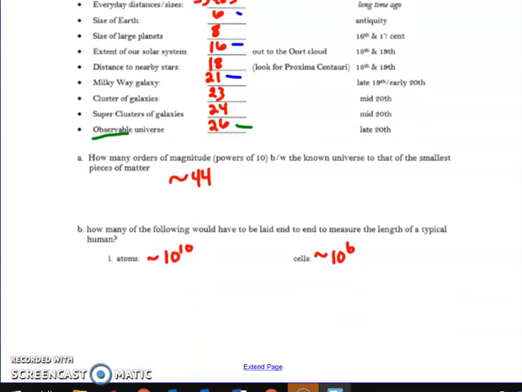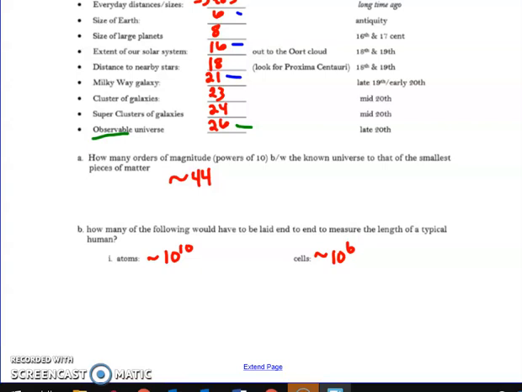All right, now in terms of laying things end to end, you should have gotten around 10 to the 10th, maybe 10 to the 9th, 10 to the 11th, depending on what you had up there. Make sure you show your work for how you got that, because that's what I'm going to look for, not just the answer. And the number of cells laid end to end to make up one human is 10 to the 6th, 1,000,000. Now, that doesn't mean our body is made up of 1,000,000 cells. We know it's much more than that, on the order of trillions.